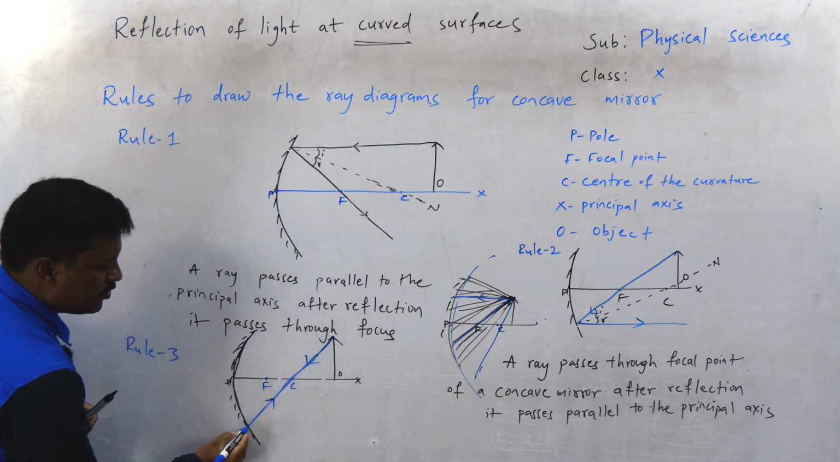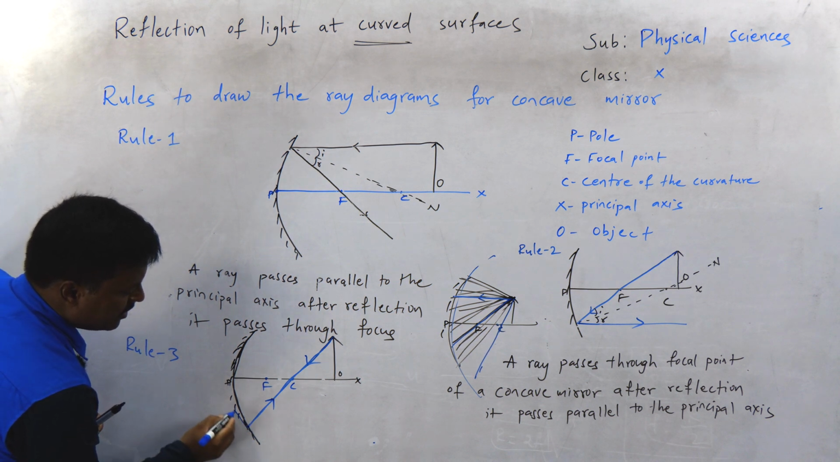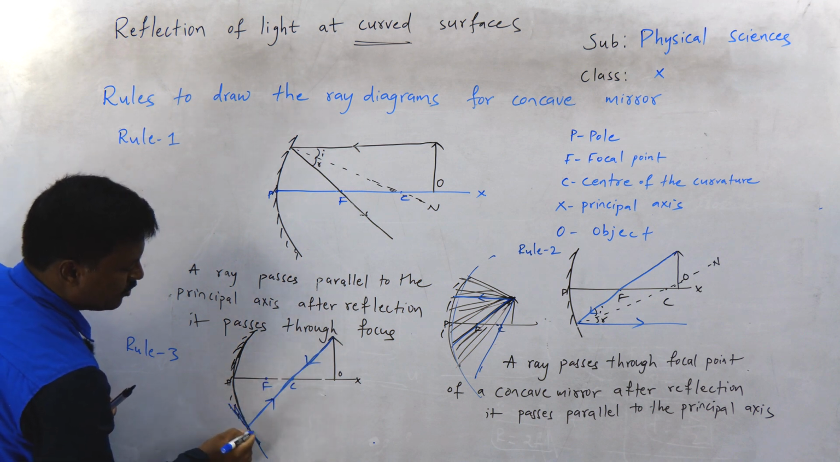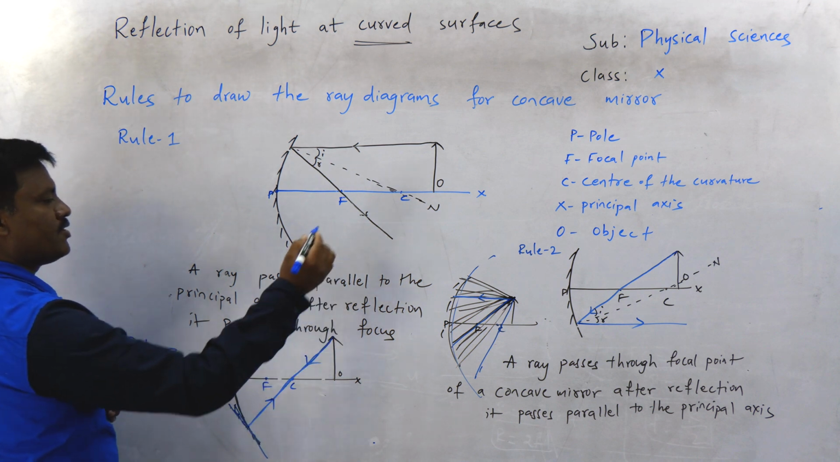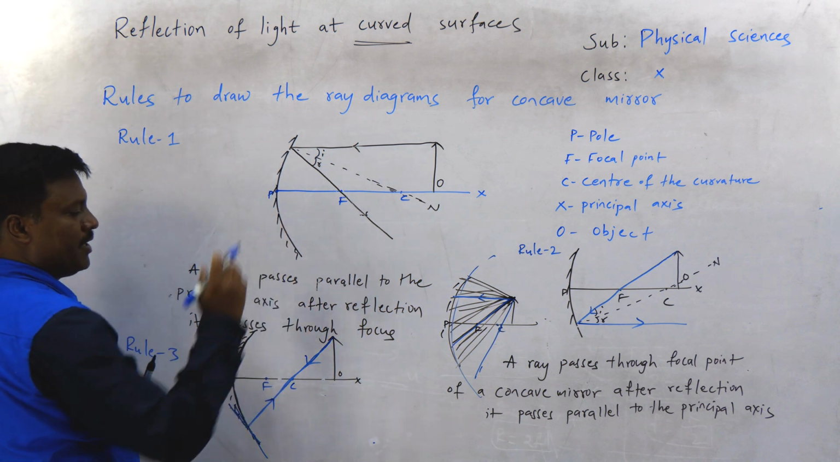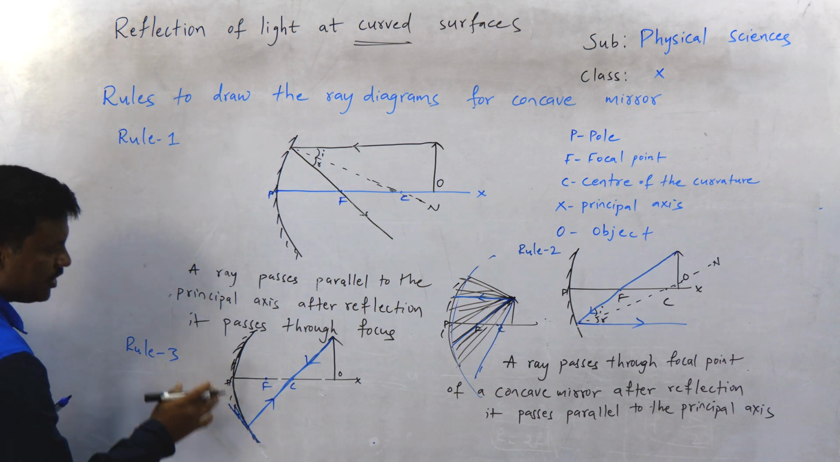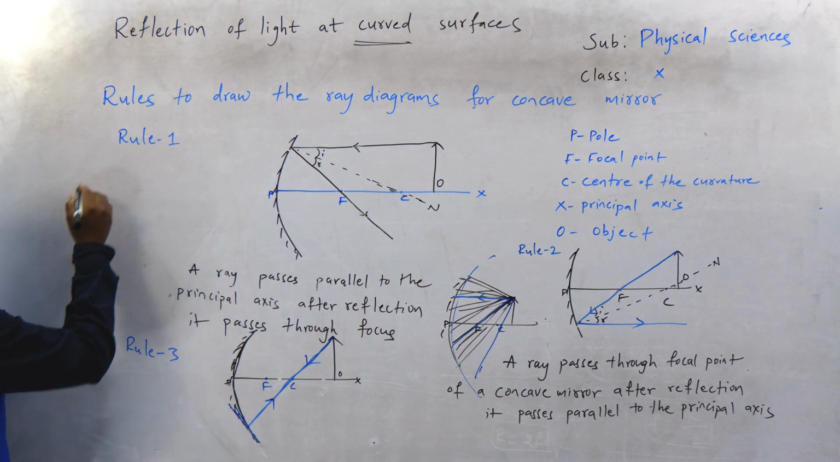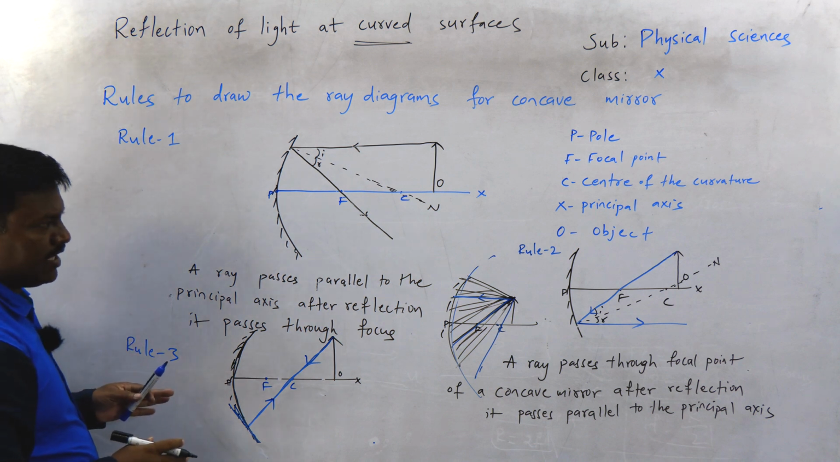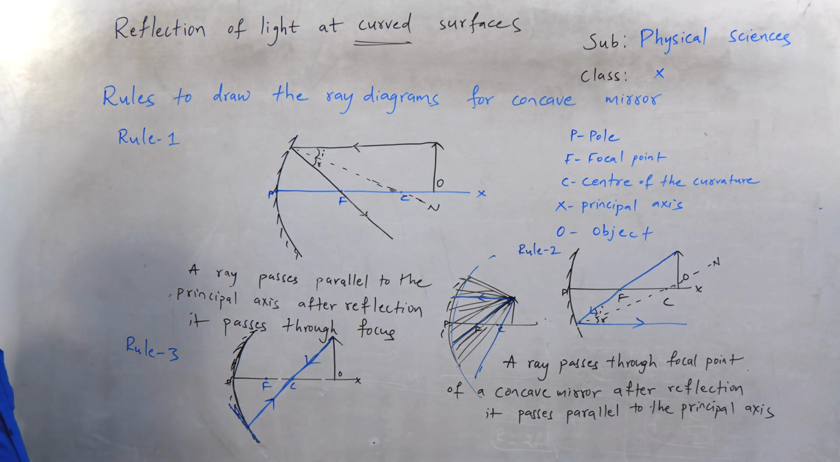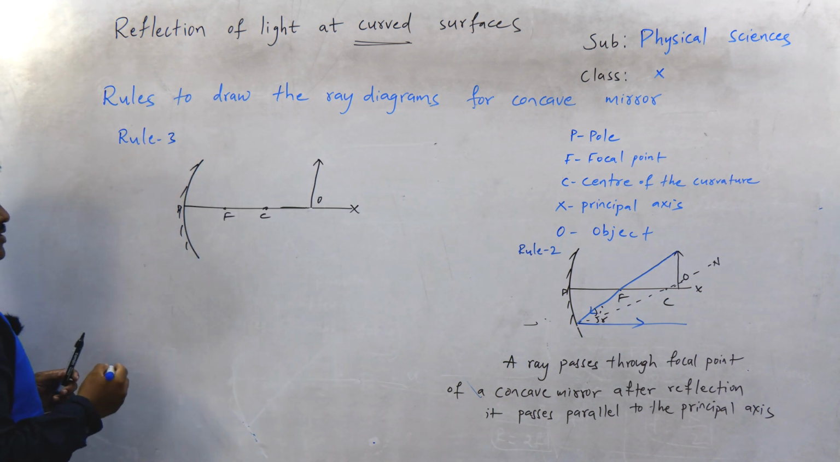Why? Because if you draw the tangent here, the line which is coming from the center of curvature is perpendicular to the tangent. That is why the ray retraces the same path. Okay. So rule number 3 is, I will write rule number 3. First you note down rule number 1 and rule number 2. And now rule number 3 we are going to discuss.